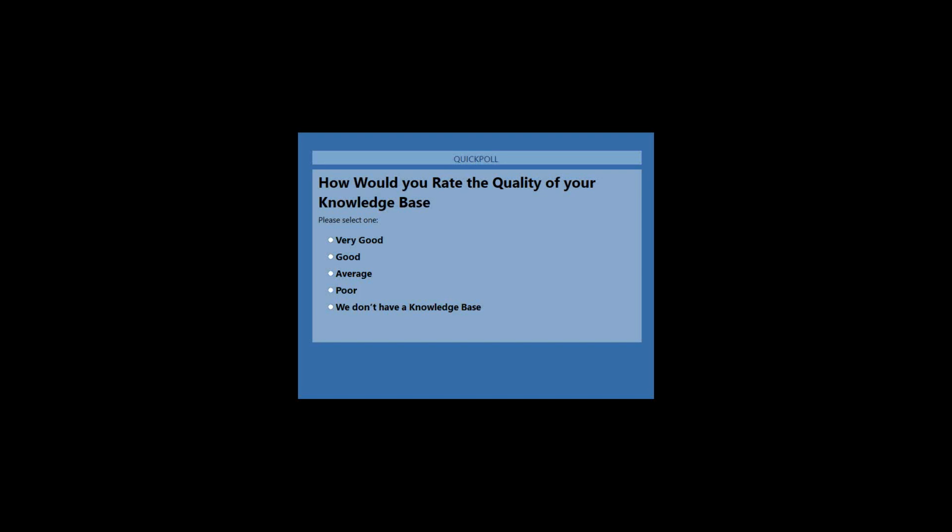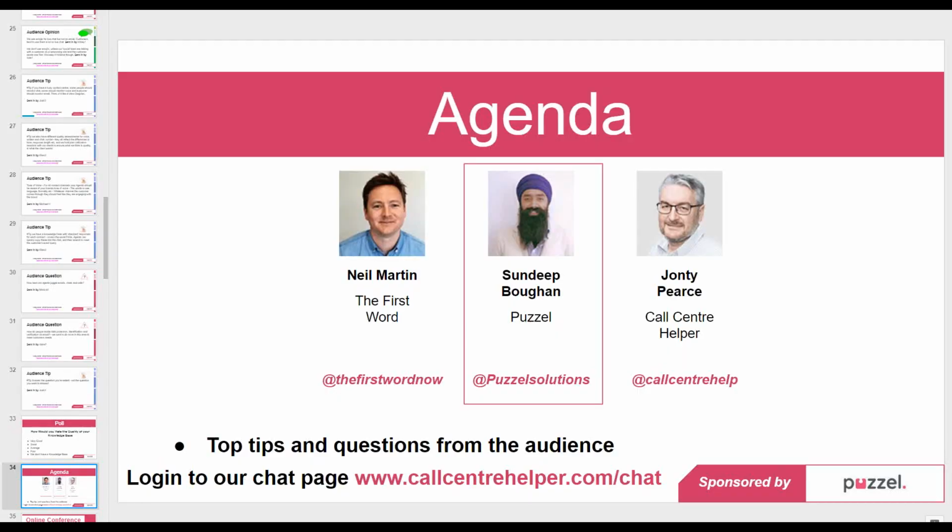I think we've got all the answers in now. So I'll just share this with you: 14% very good, 35% good, 30% average, and 15% don't have a knowledge base. So if you add 5% poor, I think that's saying if I added the 35 and the 14, that means only 49% of the audience would have a good knowledge base. Sandeep, any surprises there? Not really. It's what we've kind of come across in our research, but it's not a good statistic.